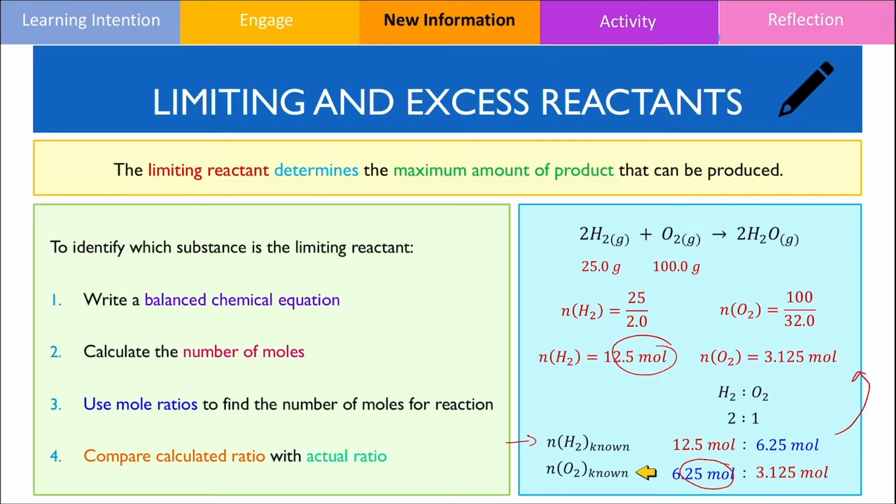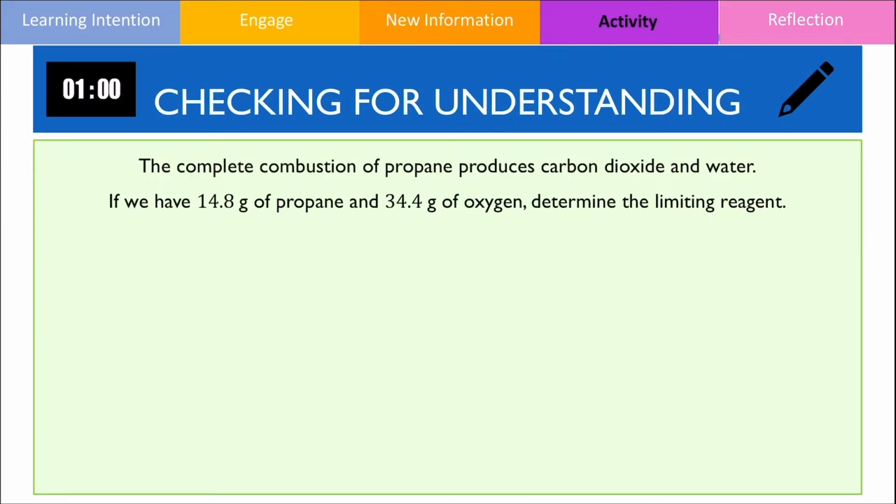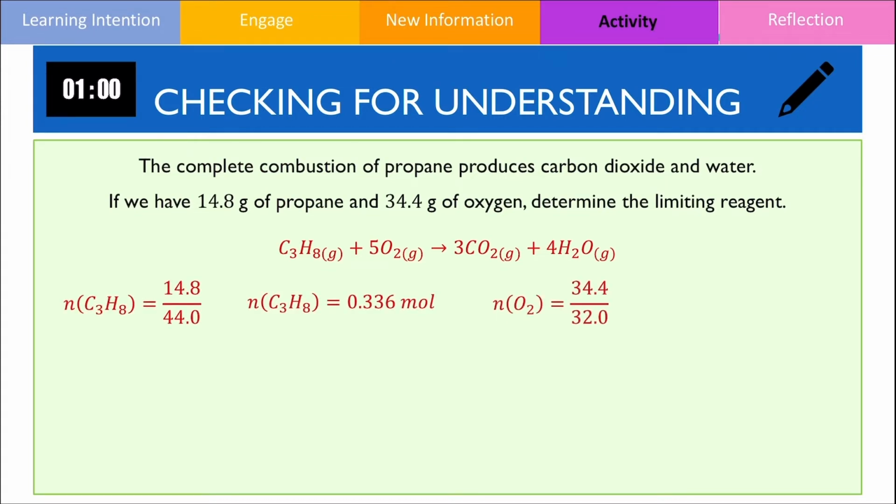Have a go with a similar problem and identify which of the following substances is a limiting reactant. Pause the video now and resume the video again when you're ready to compare answers. To begin, we need to write a balanced chemical equation for the combustion of propane. We then need to calculate the number of moles of each reactant by dividing the given mass with the respective molar mass.